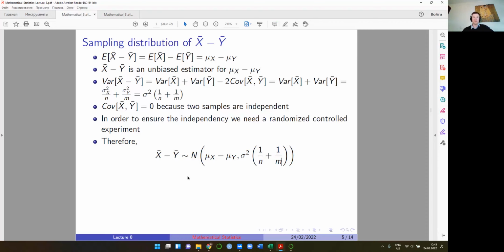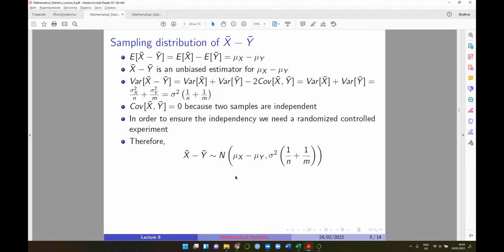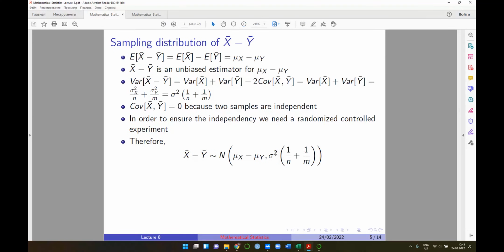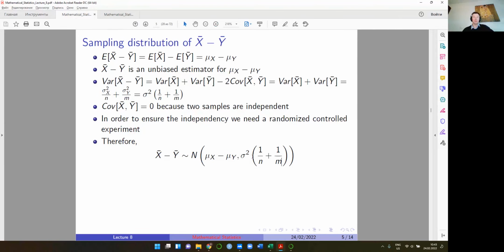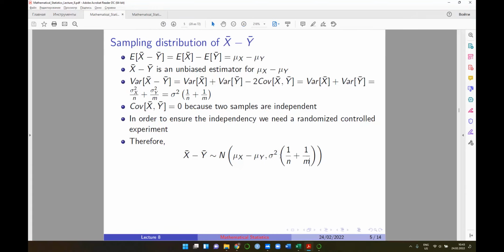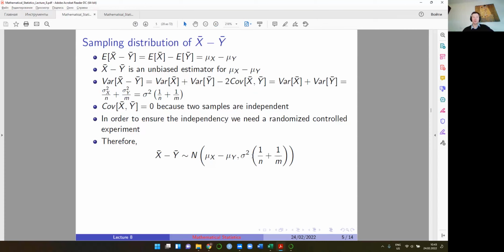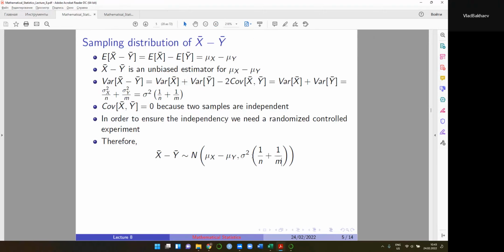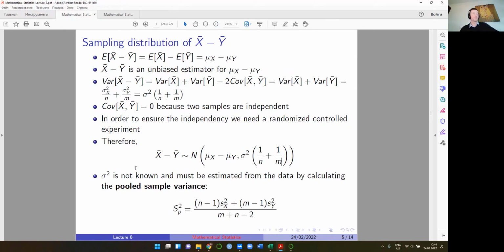What is the problem here? The problem is that we don't know what the variance is. We have no idea about this variance. What should we do? Any ideas? If you don't know the population parameter, what should we do? Estimate it. Bravo, we should estimate this. Sigma squared is not known. We must estimate this from the data.